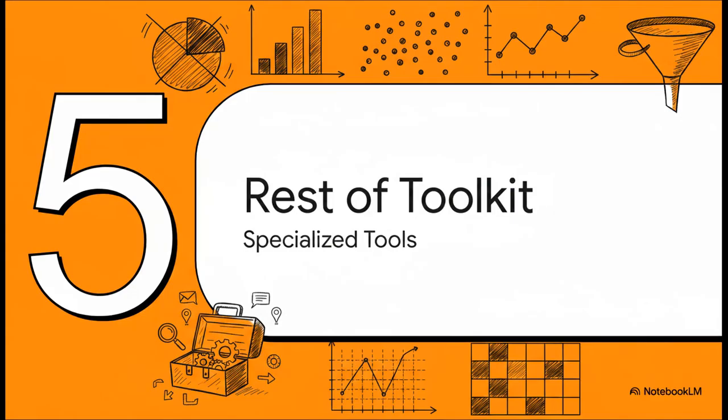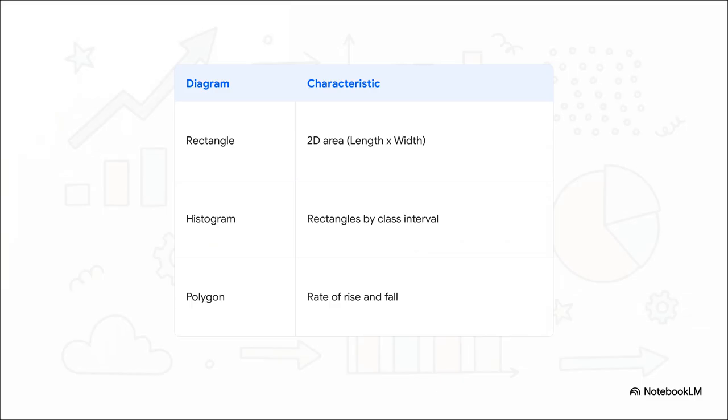And finally, part 5, the rest of the toolkit. We've covered the absolute essentials, the bars and the pies. But I want to do a quick speed round through the slightly more complex, specialized tools you might encounter out there in the wild. First up, rectangles. Remember how I said the width of a simple bar chart doesn't matter? Well, in a rectangle diagram, it absolutely does. It's a 2D area diagram where one variable is the length and another is the width, meaning the total area is the product of both.